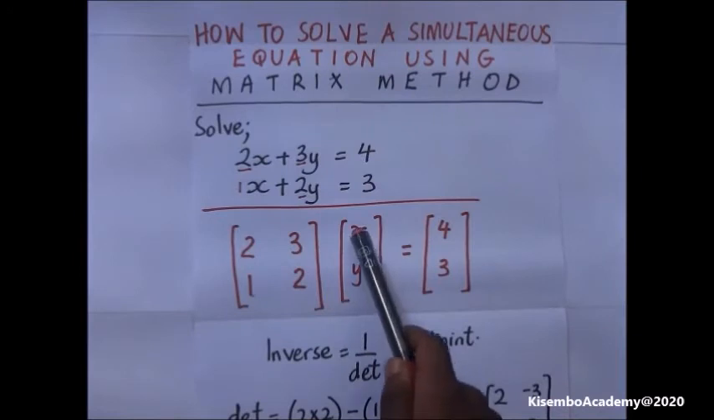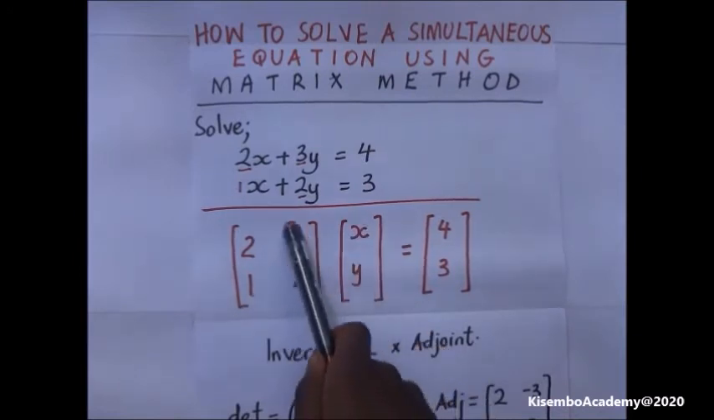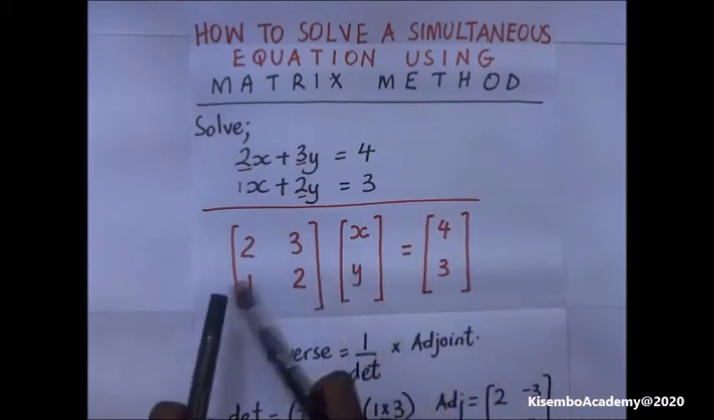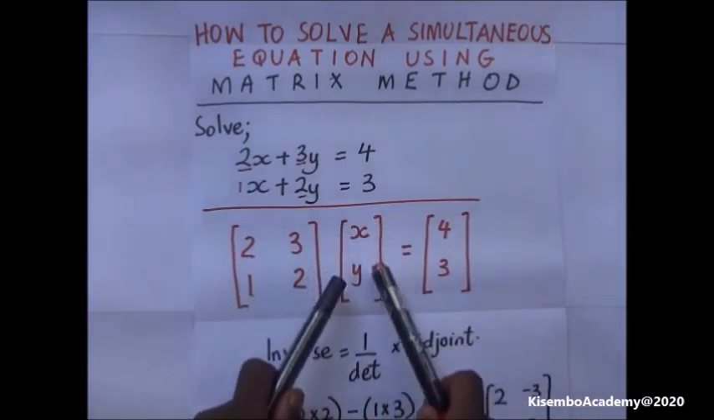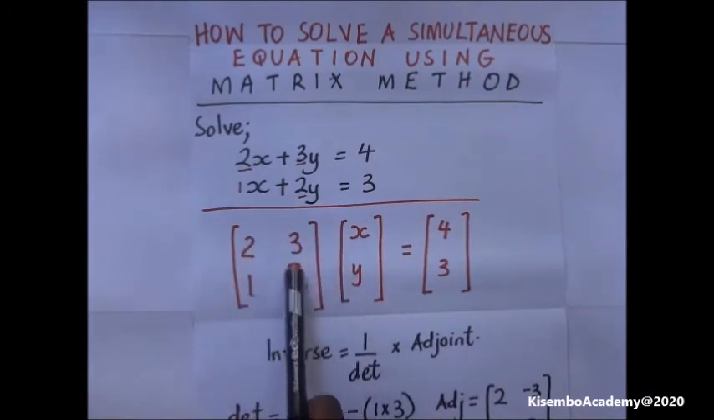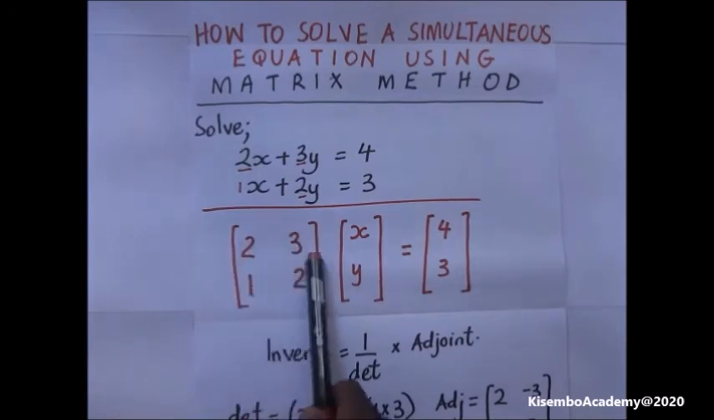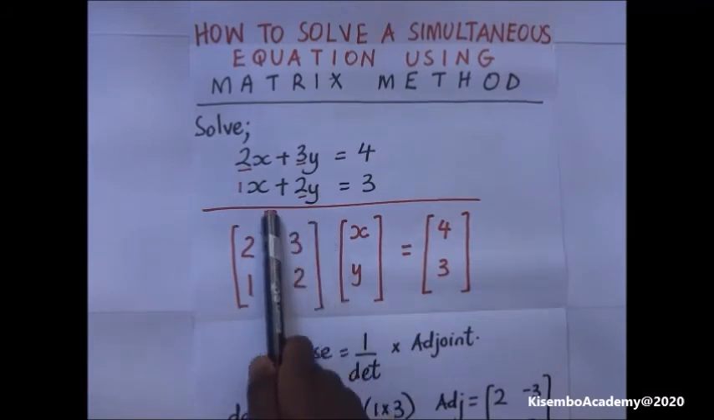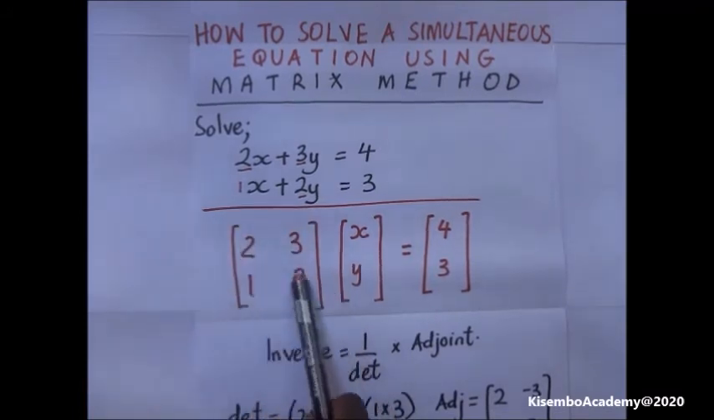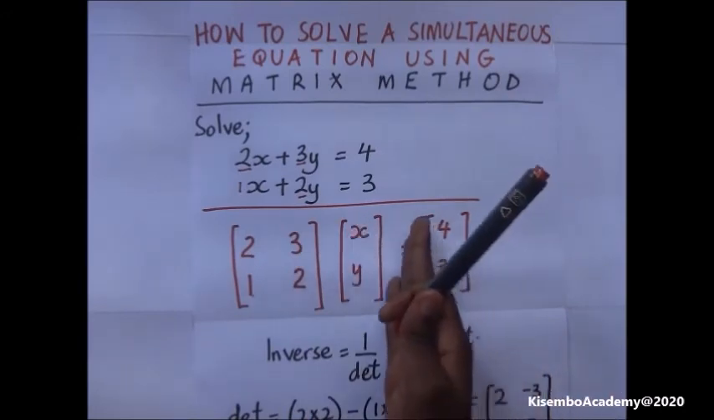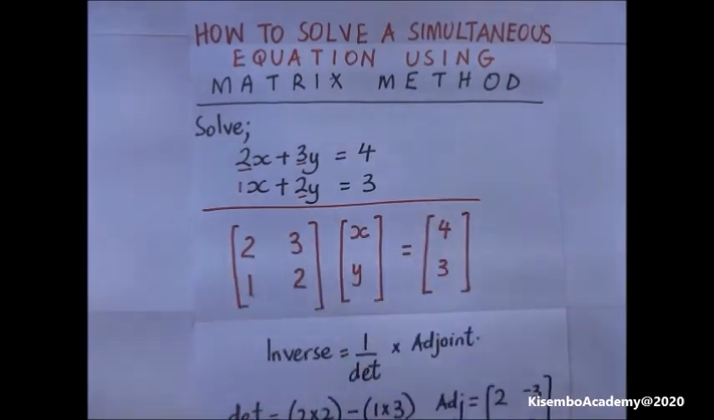For us to be able to find the value of x and y, it means that we need to eliminate this matrix from this side so that we remain only with the unknowns here. To eliminate this matrix, we're supposed to multiply it by its inverse. When we multiply this matrix by its inverse, we are going to remain with an identity matrix here, so that we're able to remain with x and y on only this side and the rest is on the other side.